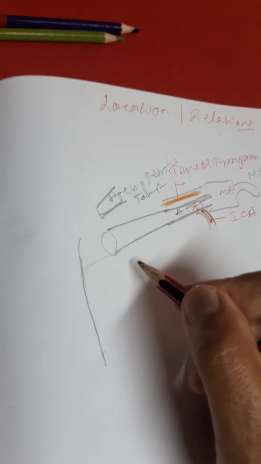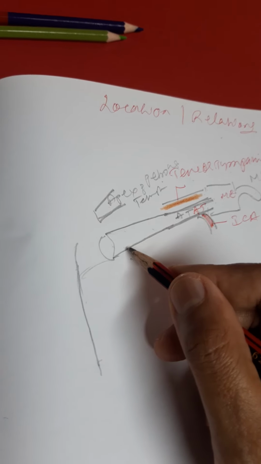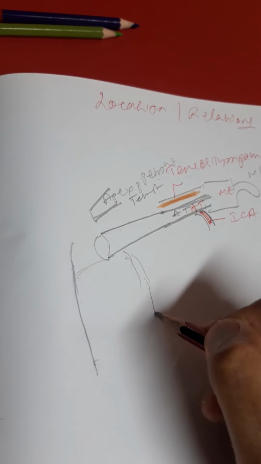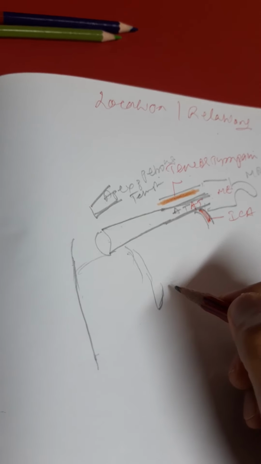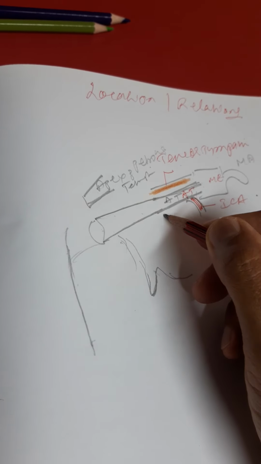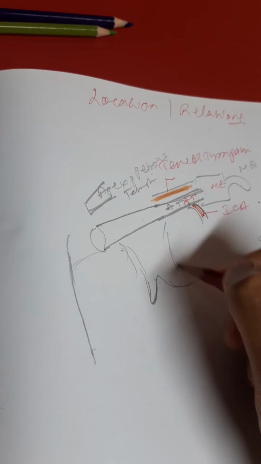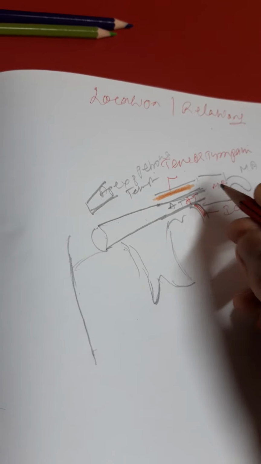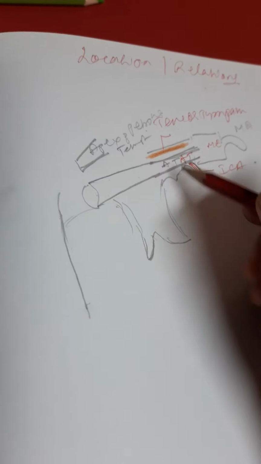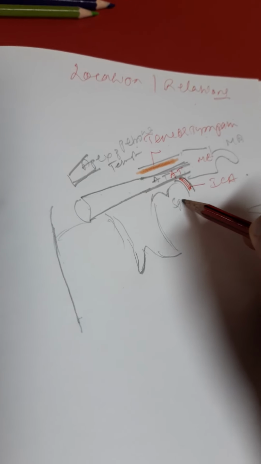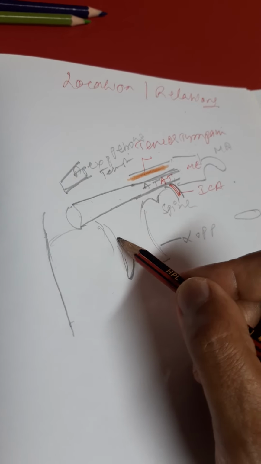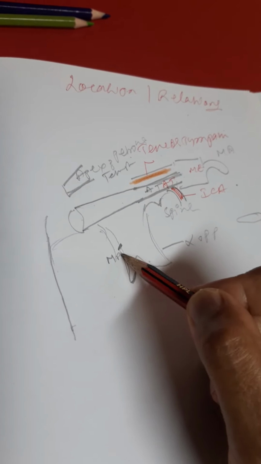Up here, this is the medial pterygoid plate with the pterygoid hamulus, lateral pterygoid plate, spine of the sphenoid. This is the spine of the sphenoid. So spine of sphenoid, lateral pterygoid plate. This one is medial pterygoid plate.